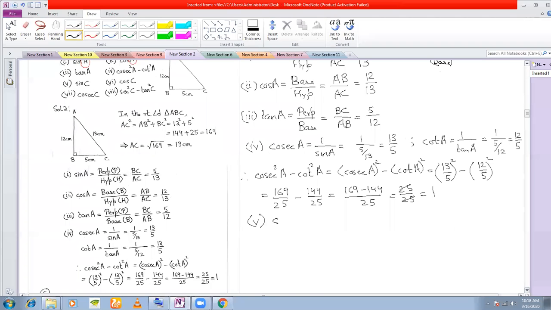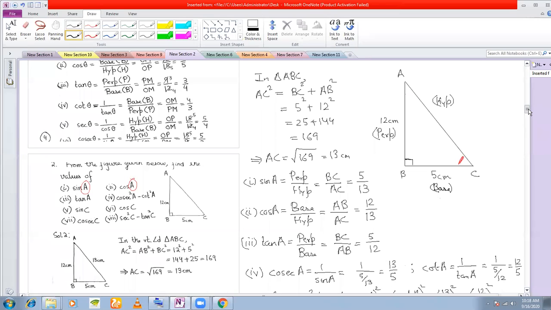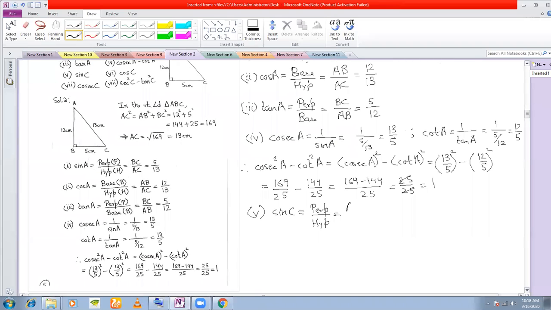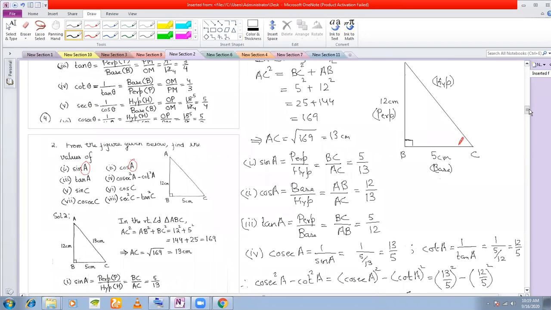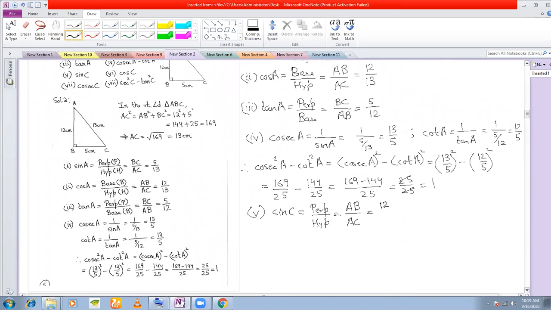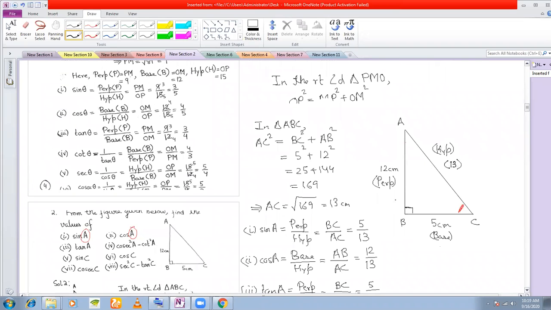So sine C is again perpendicular by hypotenuse. But this time the perpendicular has changed because the angle has changed. Perpendicular in this case is AB and hypotenuse in this case is AC. So sine C is AB by AC. The length of AB here is 12 and the length of the hypotenuse here we have got as 13. So it is 12 by 13. Let us write in brackets the length of the hypotenuse, say 13.